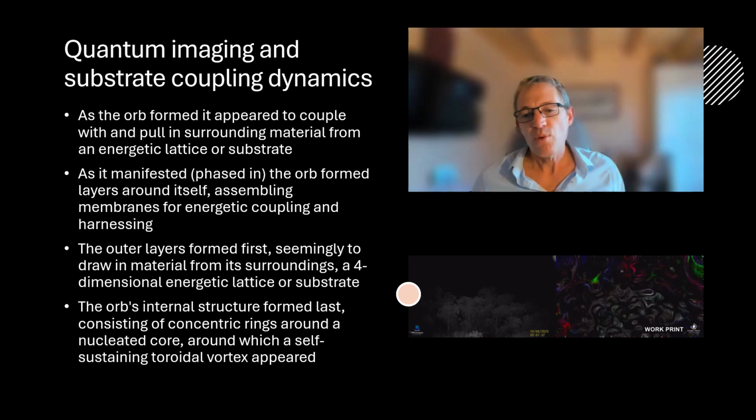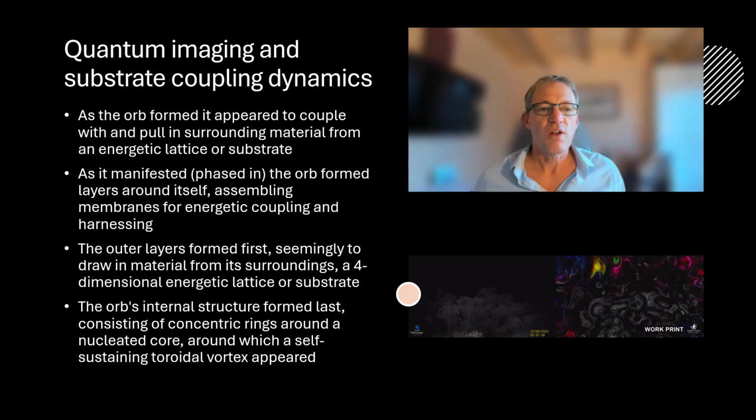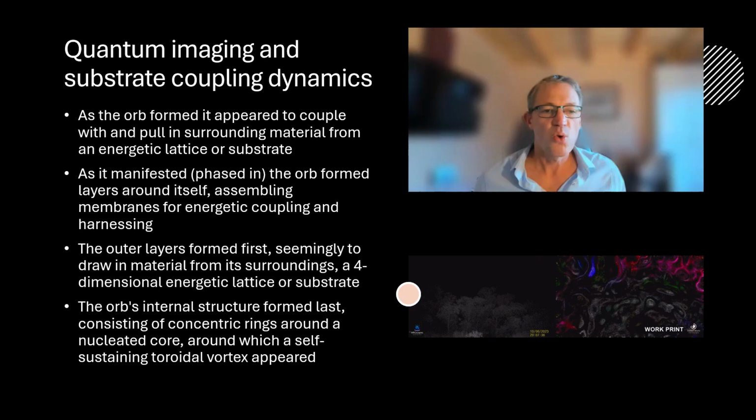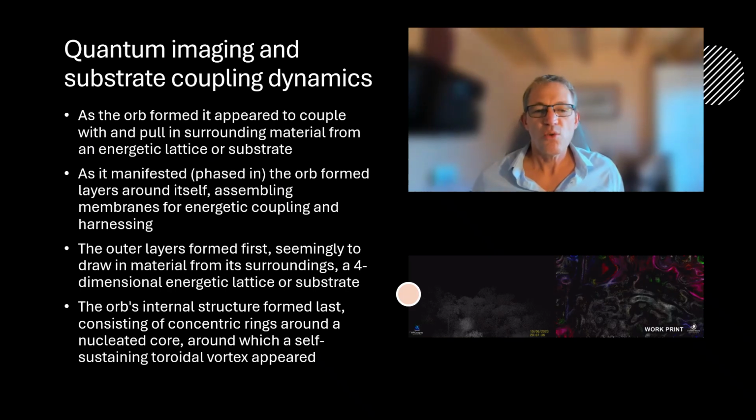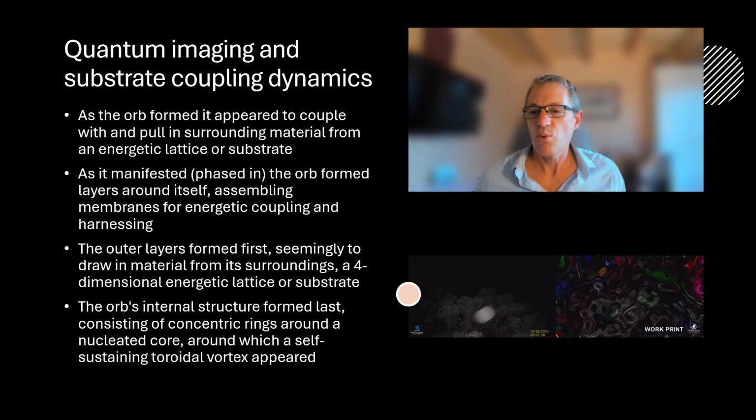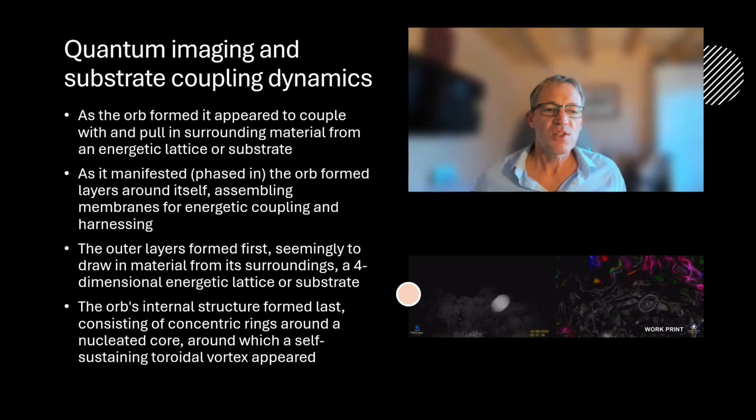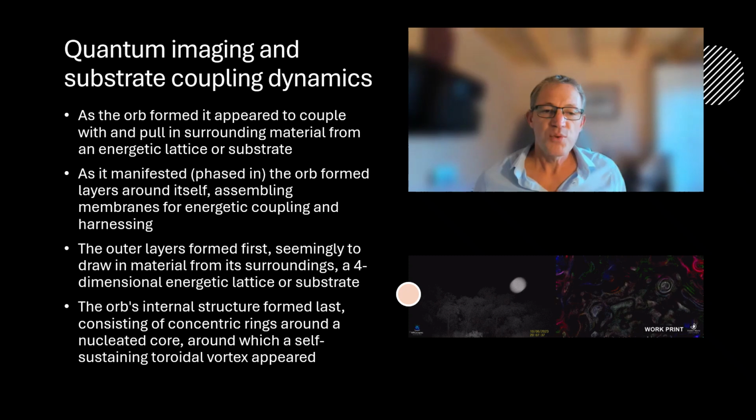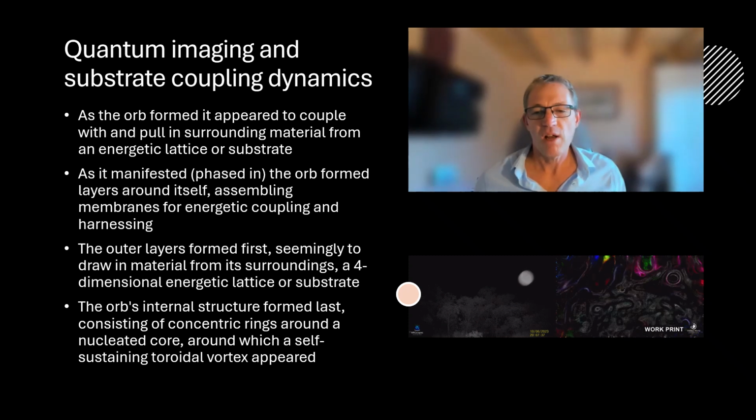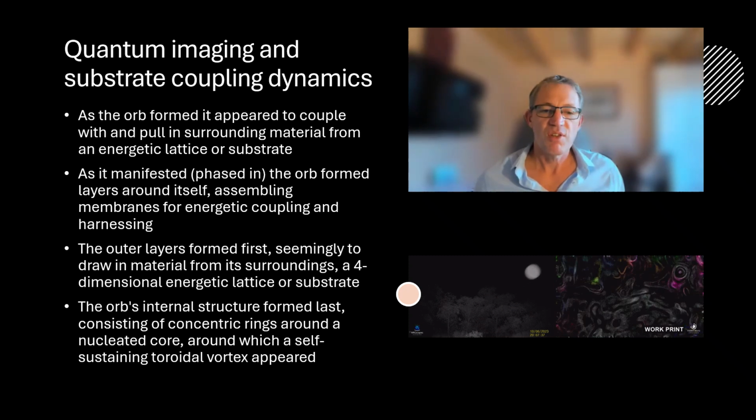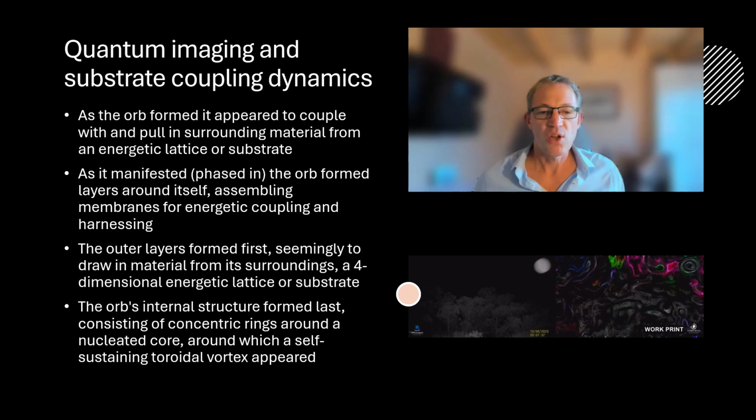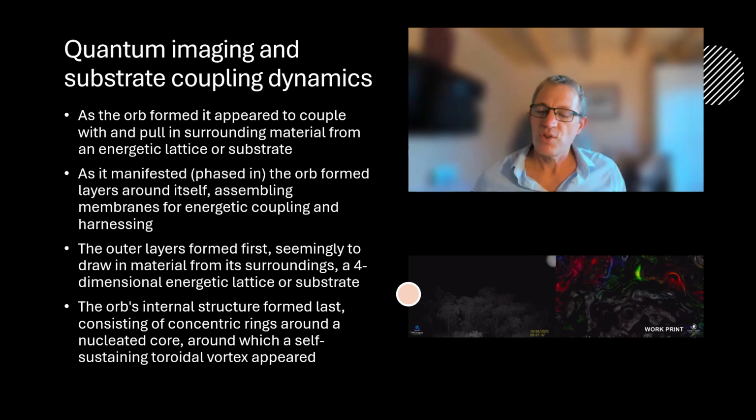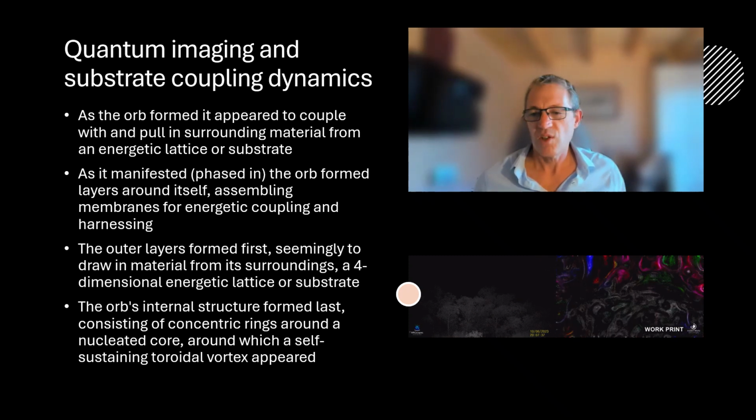Now, as it moves or manifests into the field of view, the nucleated core has outer layers form around it first. So the internal structure doesn't form straight away, and it seems to draw in material from its surroundings. Now, the orb's internal structure, as I pointed out, forms last, consisting of concentric rings around a nucleated core, around which a self-sustaining toroidal vortex appeared.